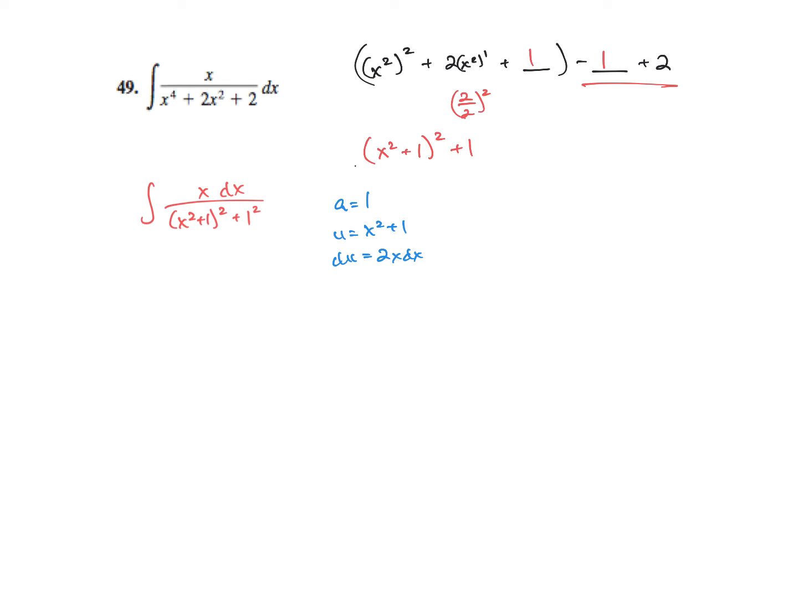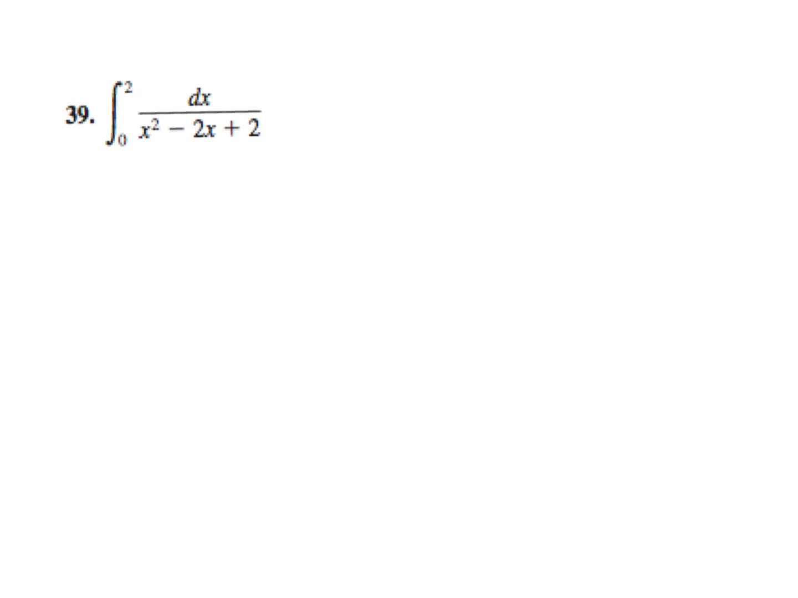Did it cover? Yes, but not perfectly. What needs to come out front? A 1/2. And then what would it end up being? An arctan again. And so we'd have 1/2 of then 1 over 1, and then arctan of what? X squared plus 1 over 1 plus c. Pretty good? All right. Let's keep moving.